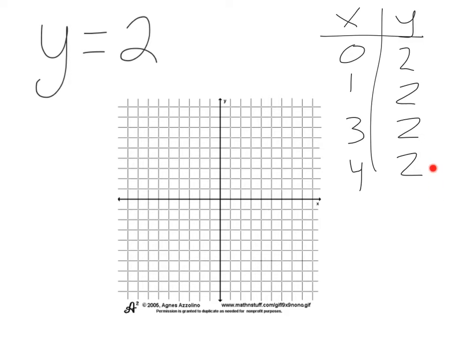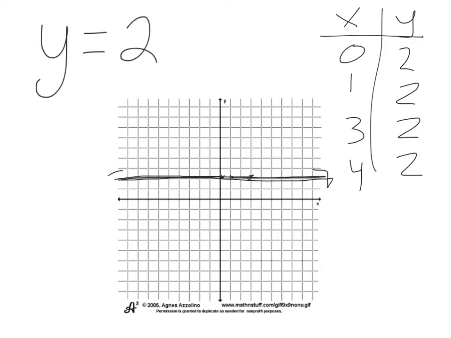So, y being equal to 2, I could go ahead and graph these points. 0, 2, right here. I'm going to go over 0 spots and up 2. I'm going to put a point right there. 1, 2. 3, 2. We'll start to notice that all of these dots are along this line right here.